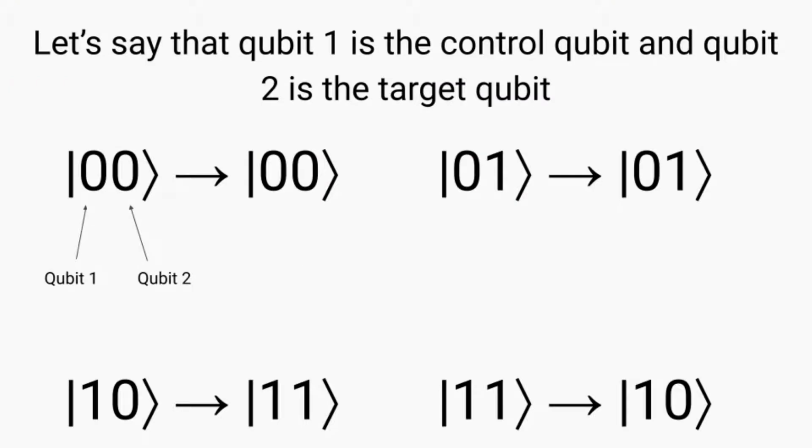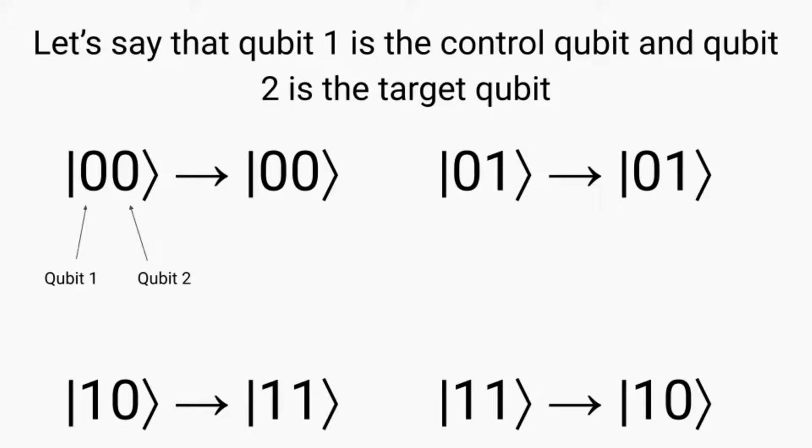So let's say that qubit 1 is the control qubit and qubit 2 is the target qubit. When we take the state 0,0 and apply the CNOT gate to it, we get back 0,0. Qubit 1 was the control qubit and it was in state 0, so qubit 2 is also left unchanged, returning us the original state. This is similar to what happens when we take the 0,1 state and apply a CNOT gate to it. Because qubit 1, the control qubit, is in state 0, qubit 2 remains unchanged, giving back the original state.